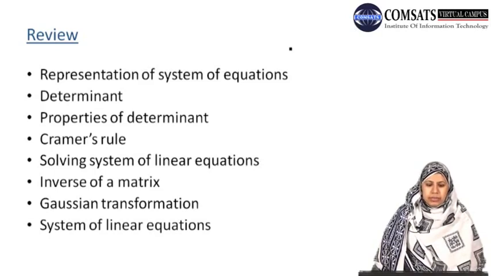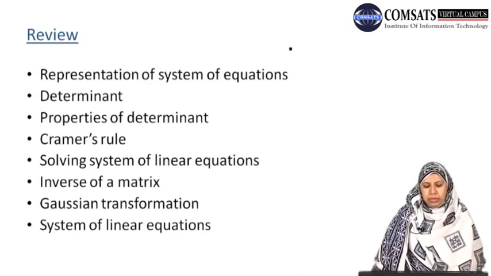Cramer's rule basically helps us in solving a system of linear equations. Here, Cramer's rule is only valid for linear equations and not for non-linear equations. In our last lecture, we studied the inverse of a matrix. What do we mean by the inverse of a matrix? How can we find it? One method we studied in our last lecture was the Gaussian transformation. That is, we reduced our given matrix into the identity matrix form and found the inverse. And how we can use this inverse to solve the system of linear equations.